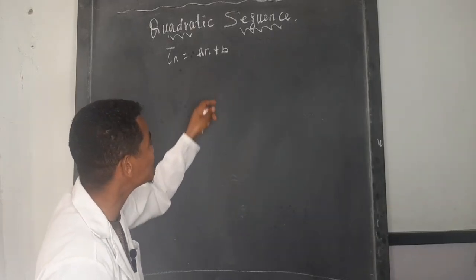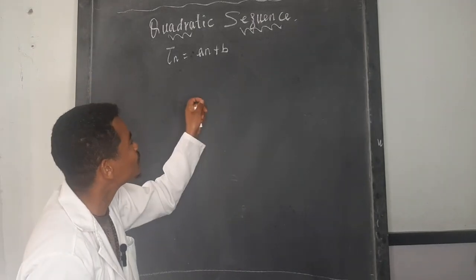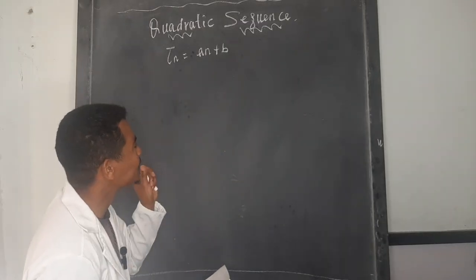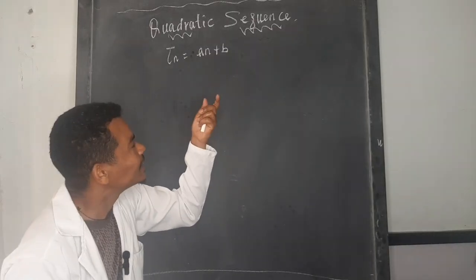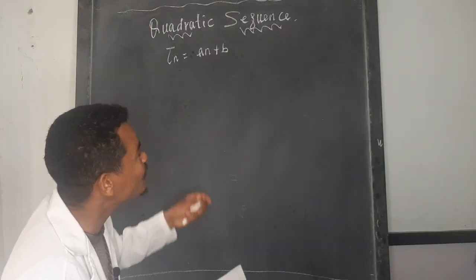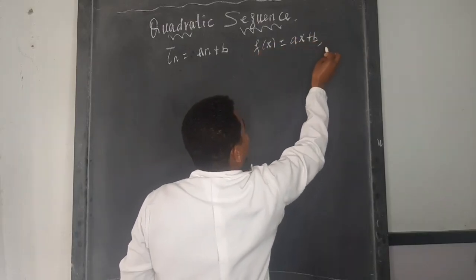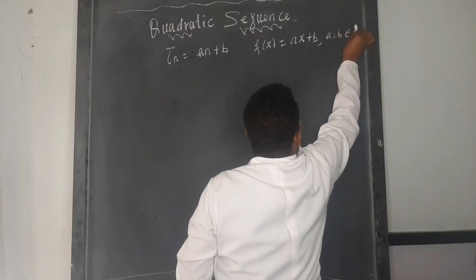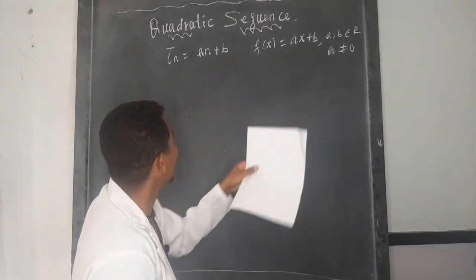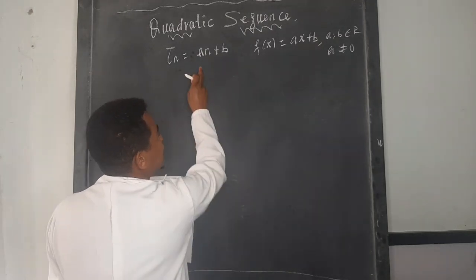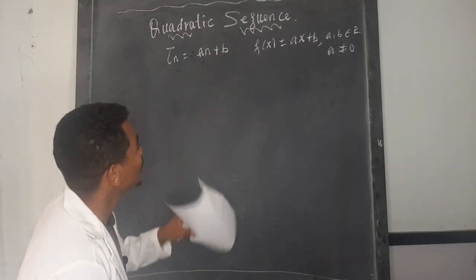In a linear sequence, the difference between each consecutive term is constant, or the first difference is constant. A linear sequence has the same form as linear functions, that is f of x is equal to ax plus b, where a, b are elements of real numbers and a is different from 0. This is a linear function, and this one is a linear sequence. Again, a has to be different from 0, and a and b are elements of real numbers.